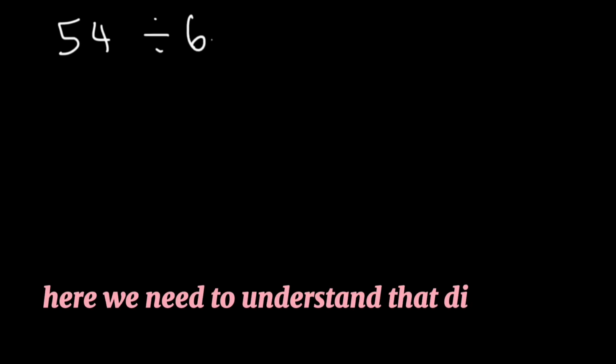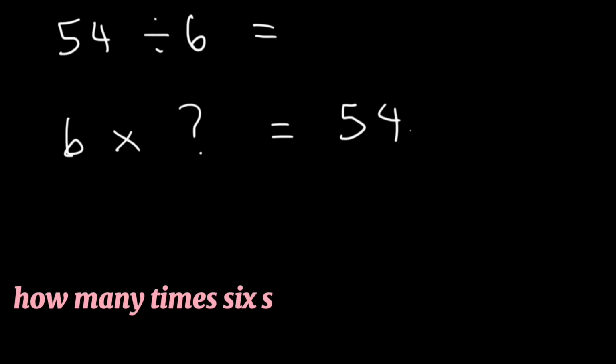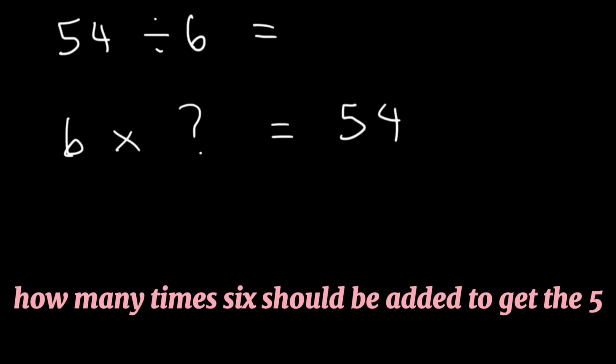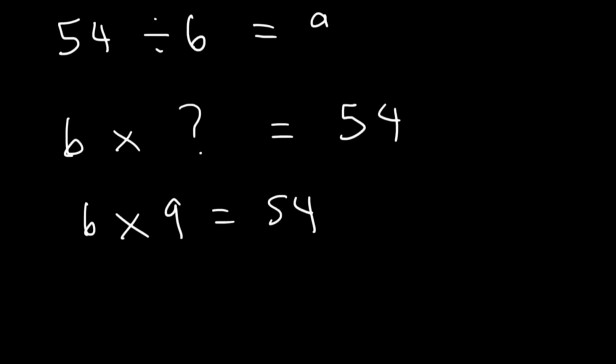Let's focus on division. What is 54 divided by 6? Here we need to understand that division is the opposite of multiplication. 6 times what provides 54? How many times should 6 be added to get 54? That is 9. So 6 times 9 is 54. Therefore, 54 divided by 6 is 9.